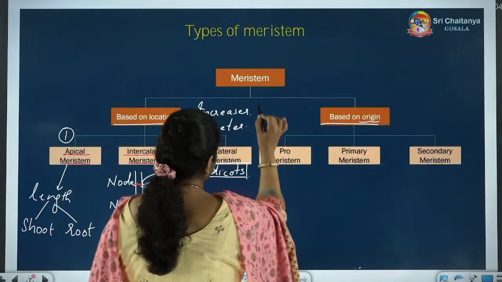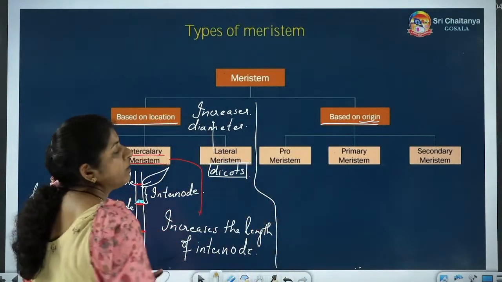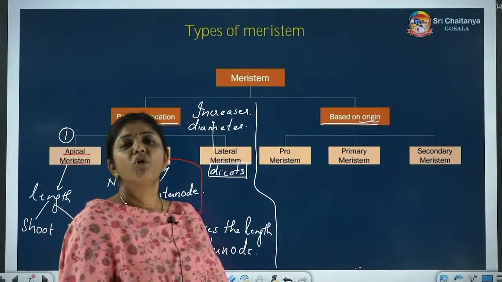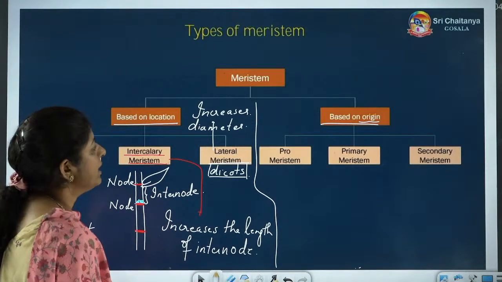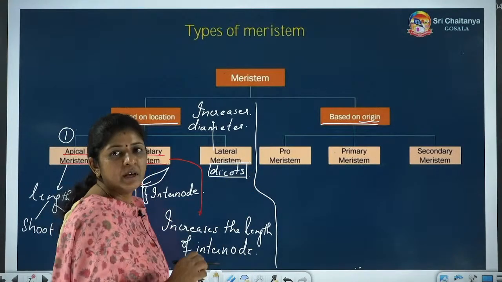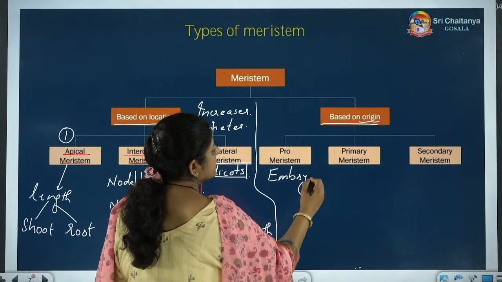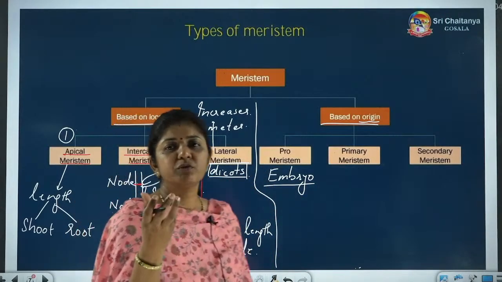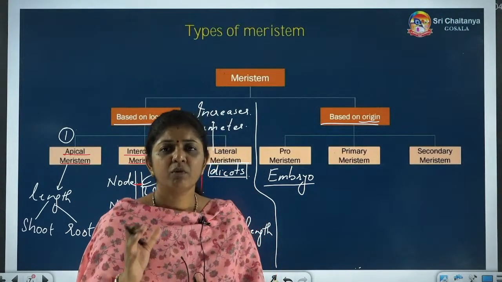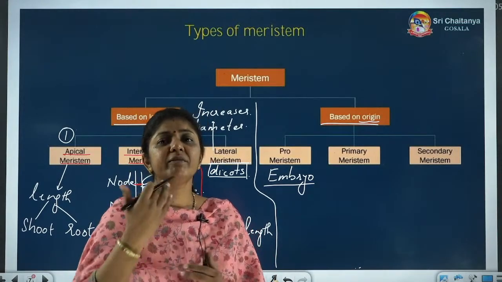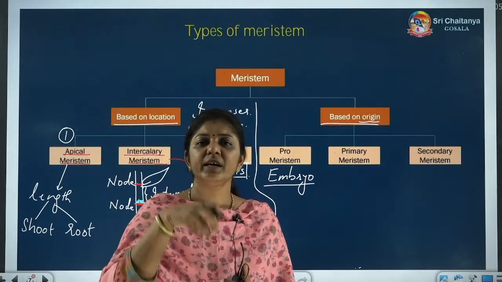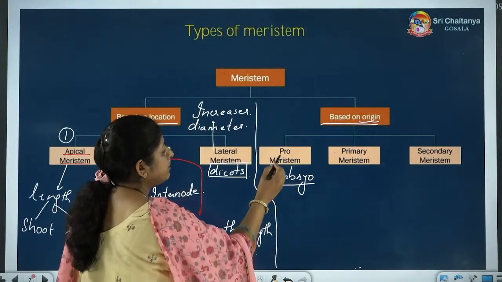Now, based on the origin, from where they have originated. Like, the first is the promeristem. For promeristem, the origin is the embryo. You know that after fertilization, from the zygote the embryo is formed. From that embryo, the dividing cells which are already there, you call it the promeristem.